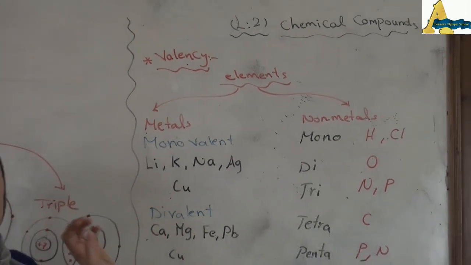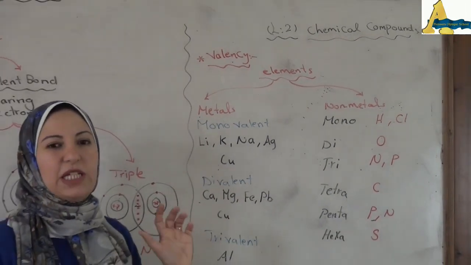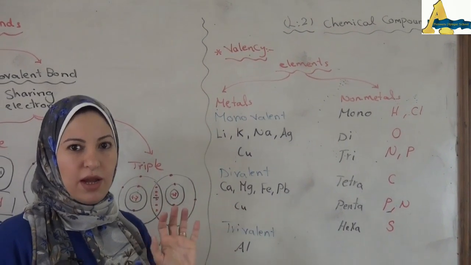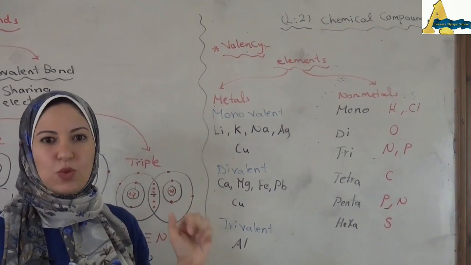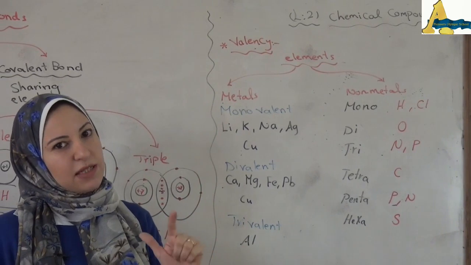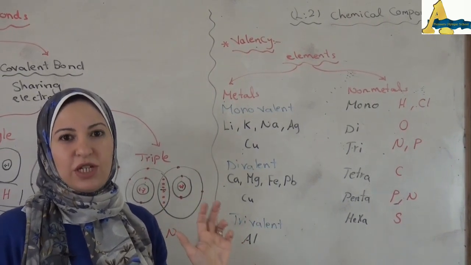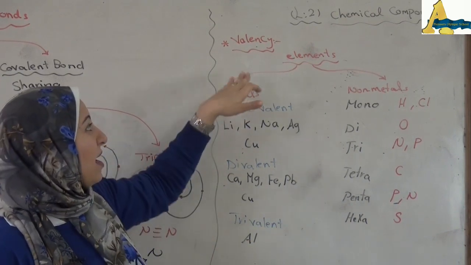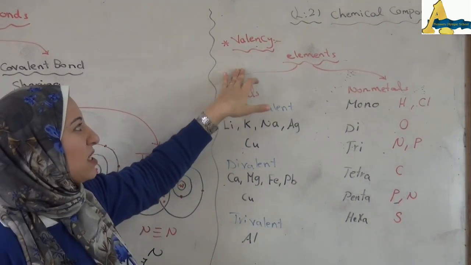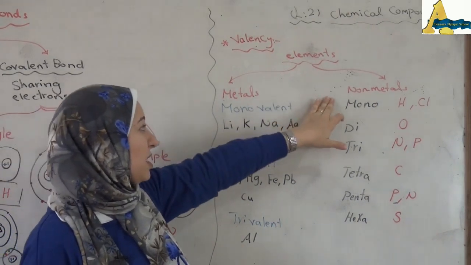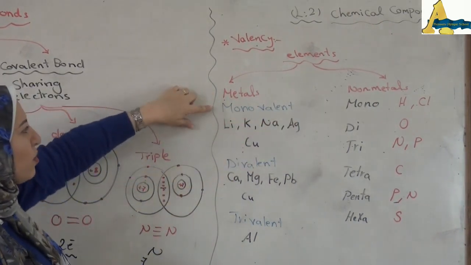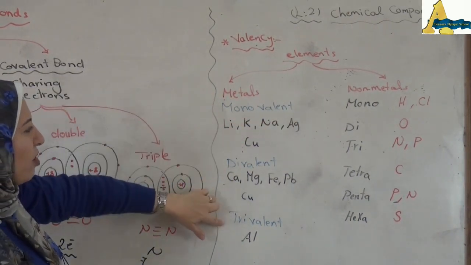According to this, we're going to classify atoms into monovalent, divalent, trivalent, and so on. Monovalent means it loses 1 electron. Divalent, it loses or gains or even shares 2 electrons. And trivalent loses, gains, or even shares 3 electrons. Here, we're going to take some examples for some metals and non-metals. Metals here can be monovalent, divalent, and trivalent.